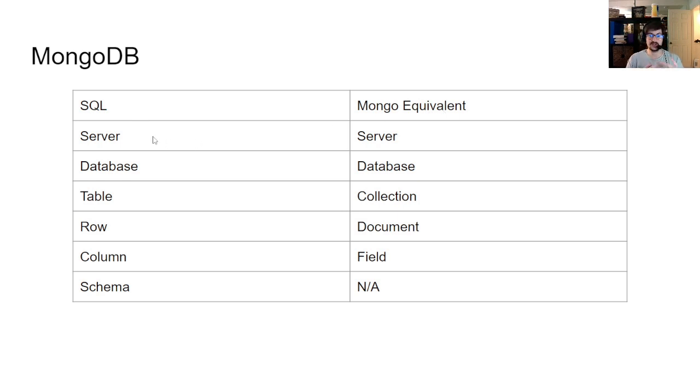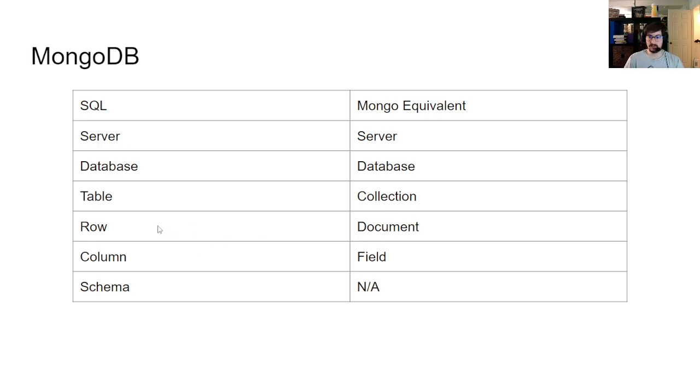So in SQL, we have servers, and servers are usually either the virtual machine or the physical hardware that the database server is running on. Mongo has the same thing. In SQL, we have the database, and there's multiple databases that could be running on a server. In Mongo, we have the same thing. We have databases. In SQL, we have tables, and this is where things start to differ. In Mongo, we do not have tables, we have collections. And those are kind of the equivalent of a table, but they're not really the same thing.